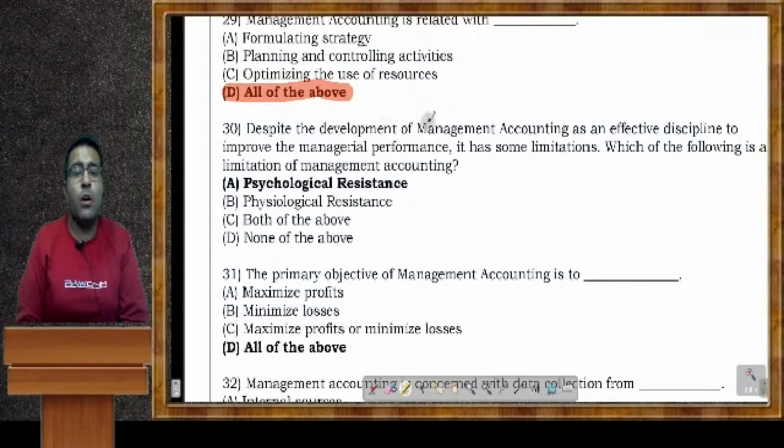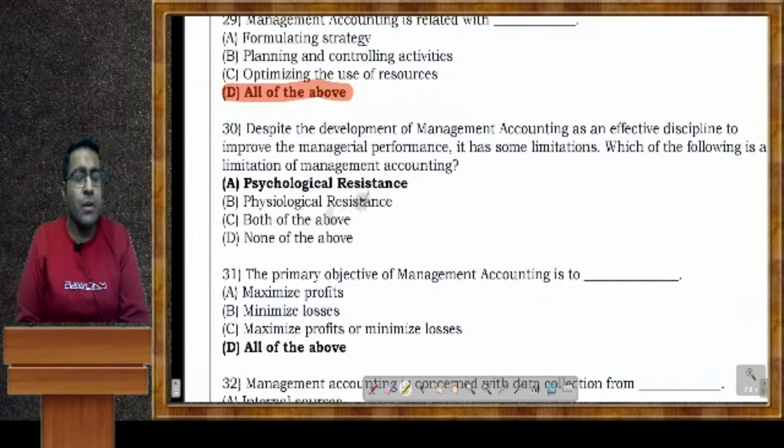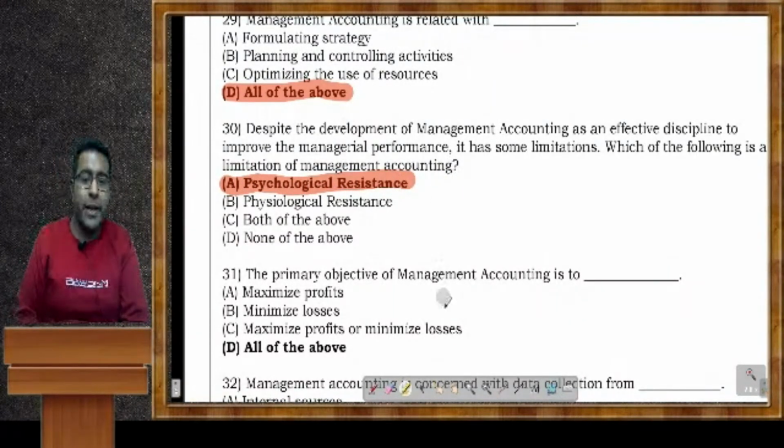Despite the development of management accounting as an effective discipline to improve managerial performance, it has some limitations. What is the question saying? Despite the development of management accounting as an effective discipline to improve managerial performance, it has some limitations. Which of the following is the limitation of management accounting? Psychological resistance, physiology resistance, both of the above, none of the above. So the right answer is psychological resistance. Okay.